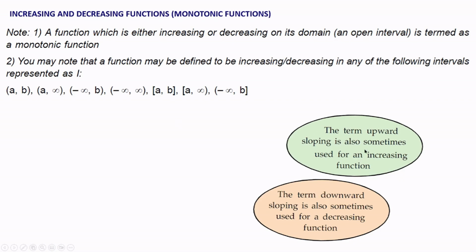The term upward sloping is also used for increasing function. So if a function is upward sloping, then such a function is an increasing function. The term downward sloping is also sometimes used for decreasing function. So if we have a downward sloping curve, then the function is a decreasing function.